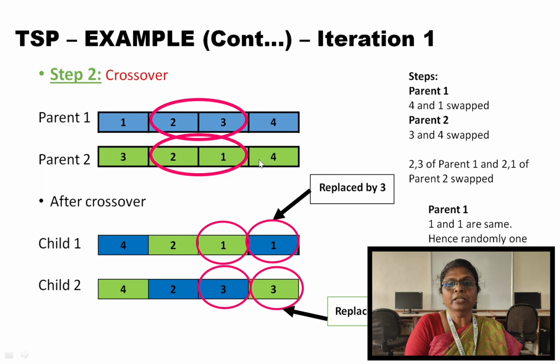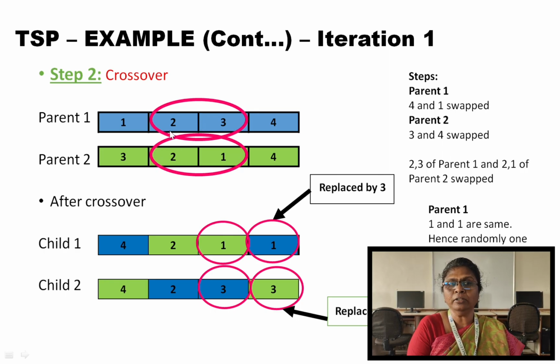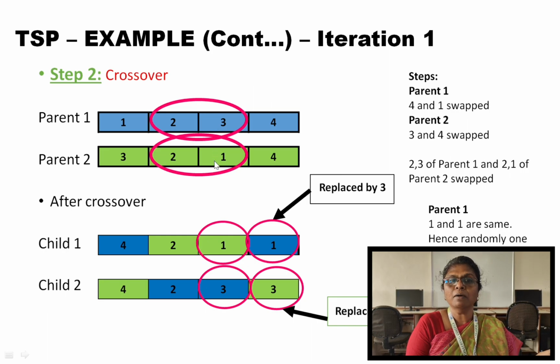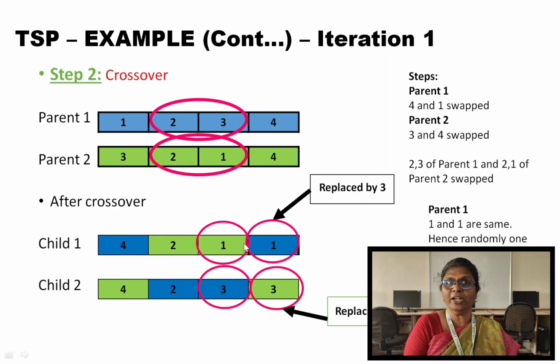In the second step, the center cells, the second and third cells, are swapped between the parents. First we swapped within parent 1 itself, and in the second step we swap between parents, parent 1 and 2. When we are swapping between parent 1 and 2, you can see that 2 and 1 from parent 2 goes to parent 1, and 2 and 3 from parent 1 comes to parent 2. As a result, we have obtained two children.